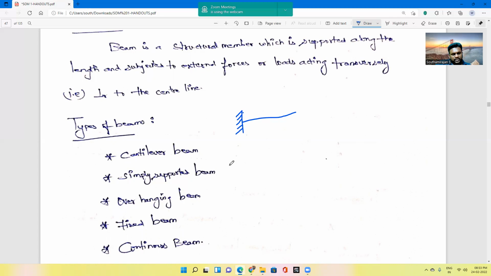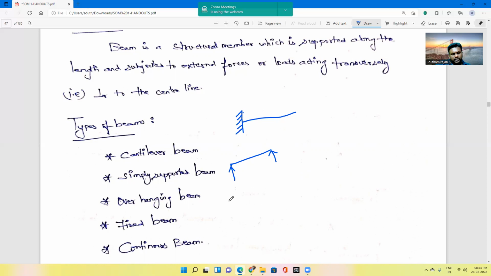Next is a simply supported beam. A simply supported beam is one where the beam rests at both of its ends. That type of beam is represented as a simply supported beam.